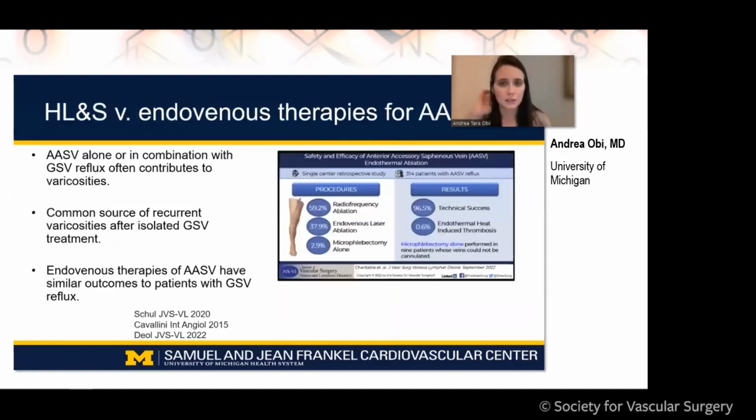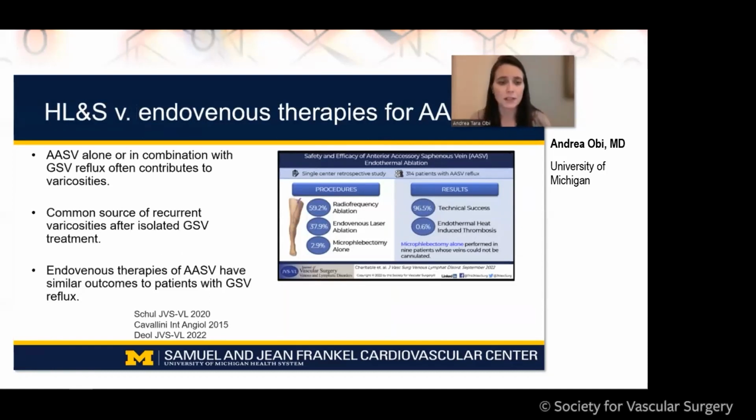So how do we approach this patient? Well, we know that anterior accessory saphenous vein reflux alone or in combination with GSV reflux often contributes to varicosities. And indeed, the anterior accessory saphenous vein is a common source of recurrent varicosities after isolated GSV treatment. But we don't have as high quality randomized controlled trial data with regards to the specific vein.